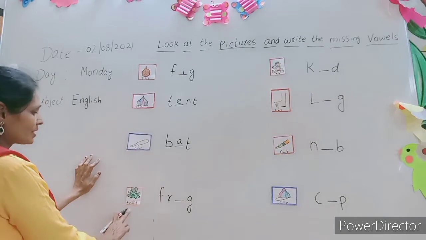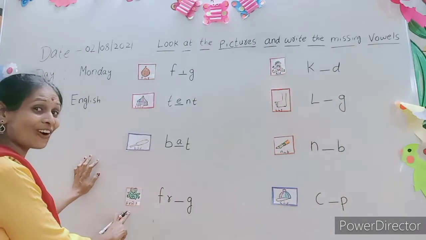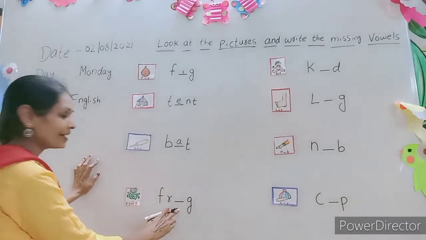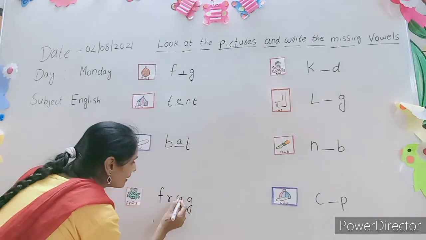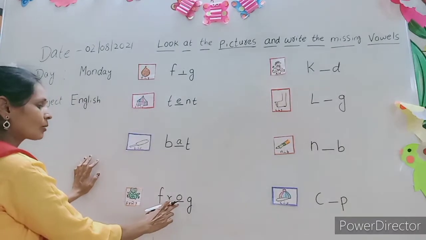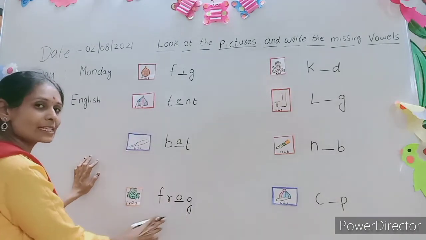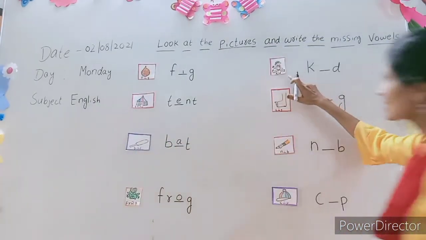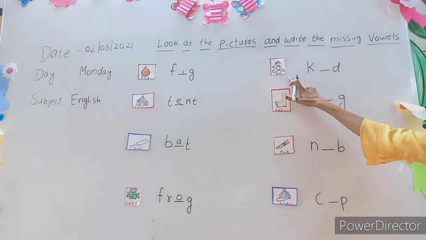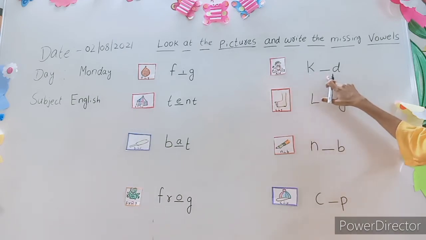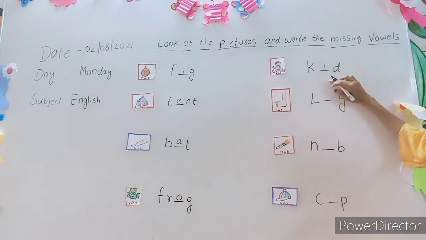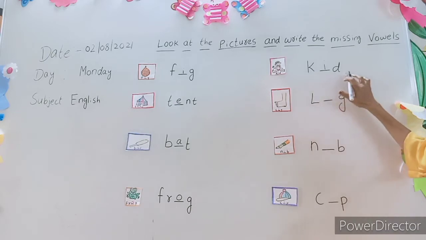Then which picture is this? This is a frog. Then F, R. What will we insert? O. O is a vowel. F, R, O, G. Frog. Like this you have to read also. Then which picture is this? This is a kid. K. Which alphabet is left here? I. So we will write I here. I is a vowel. K-I-D, kid.